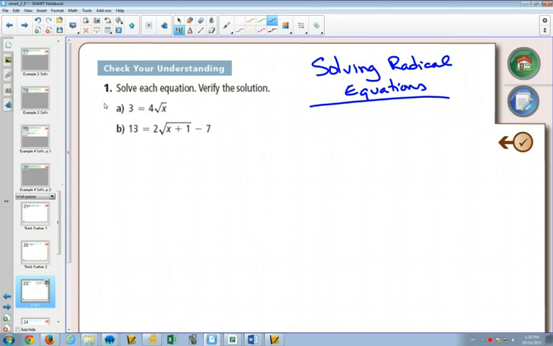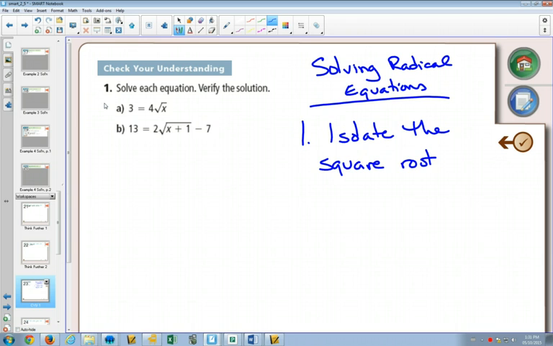So, a couple of steps for solving radical equations. In order to get rid of a square root, you're going to have to do the opposite of square rooting, which is squaring. So if we want to get rid of a square root, we're going to have to square. So one of the first things we're going to try to do is isolate, if we can, isolate the square root all by itself. If it was a cube root, we'd isolate the cube root.